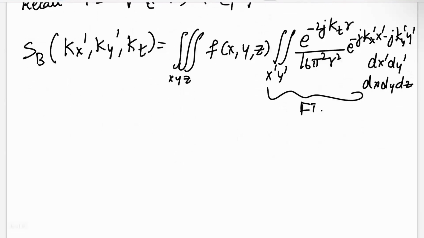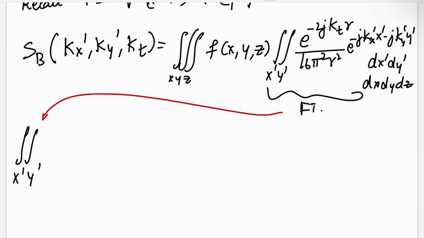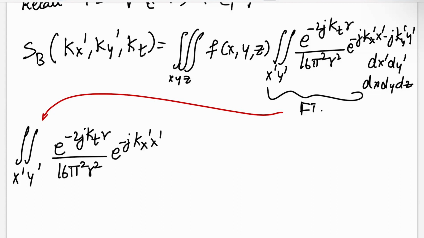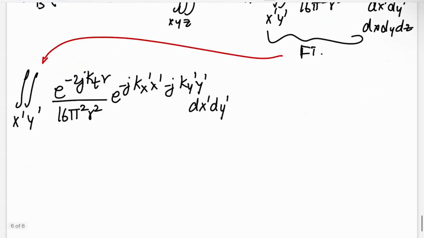Okay, so now we want to evaluate this Fourier transform on the right. So I'll write that out separately: the integral of e to the minus 2 j k t r over 16 pi squared r squared, e to the minus j kx prime x prime minus j ky prime y prime, dx prime dy prime. The interesting thing about this expression is that it has this phase term that's very fast varying, right? And this amplitude term that's slowly varying.